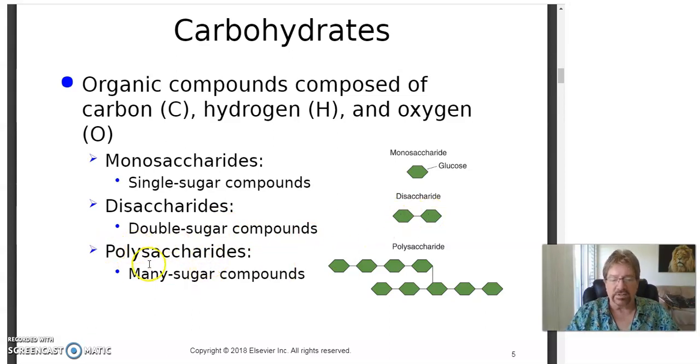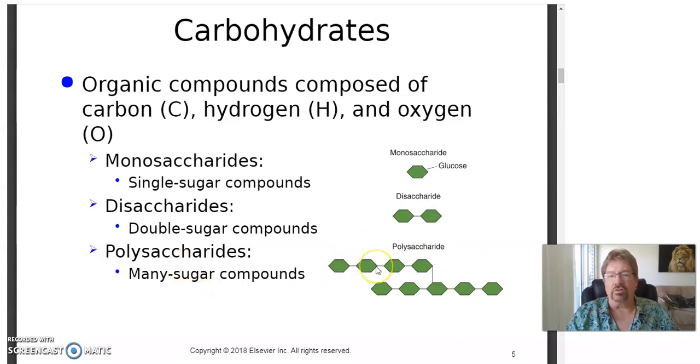And then polysaccharides are many sugars. They're long chains. What are examples of those, guys? Well, you already know them. You just may not know that they're carbohydrates. Rice, potatoes, wheat, flour, all that kind of stuff. Corn. It's all healthy for you unless you eat too much of it, and then it can kill you. Not right away, but over time.